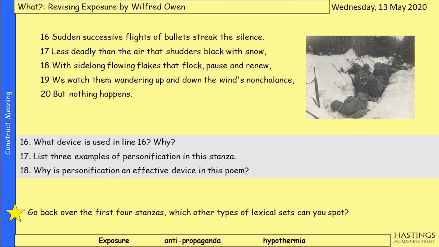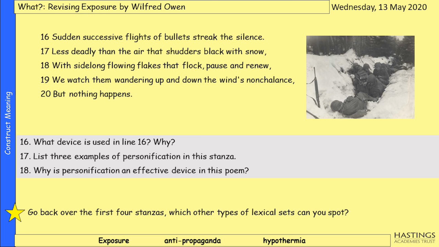Number 16. The device once more is sibilance. We have our repetition of the S sound, sudden successive flights, bullets, streak and silence. This time you could argue that it reflects the sound of the bullets.